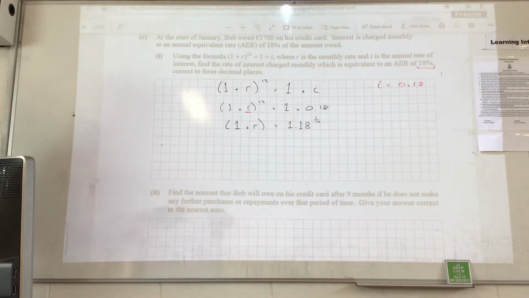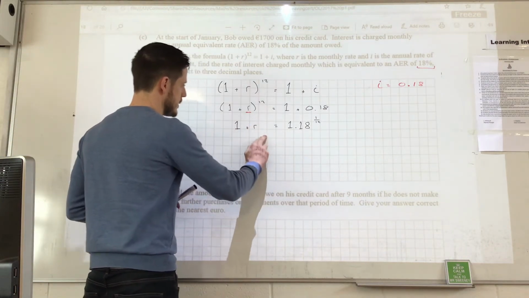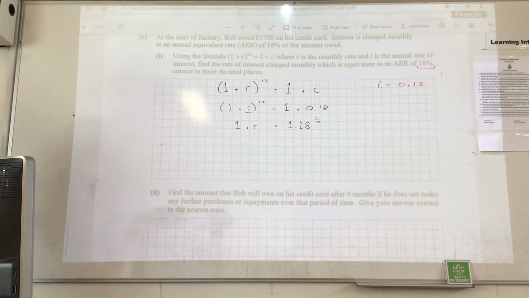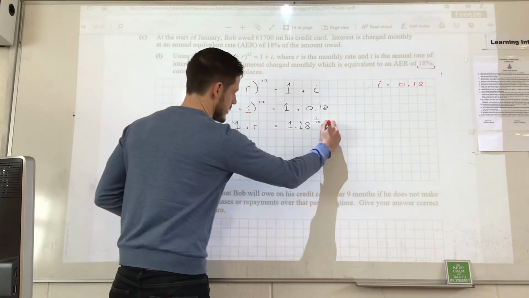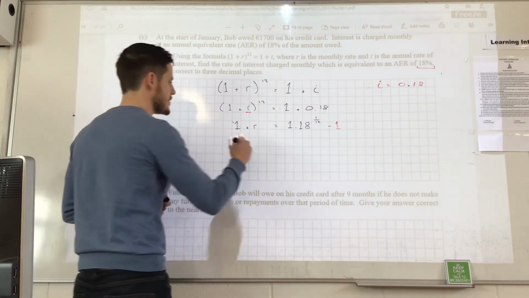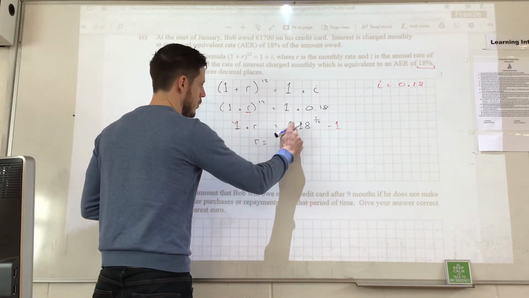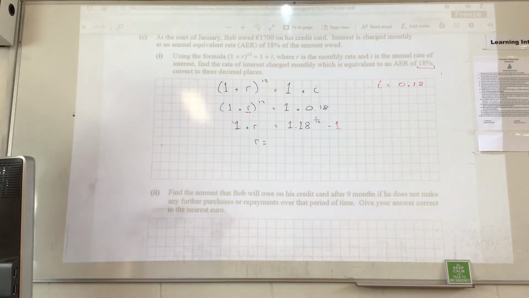Now, I can get rid of my brackets here. I can get rid of those. It's not being multiplied by anything. I want to get r by itself, which means that this 1 here, I'm going to bring over here, so it becomes minus 1. And I'm left with r is equal to 1.18 per 1 over 12 minus 1.